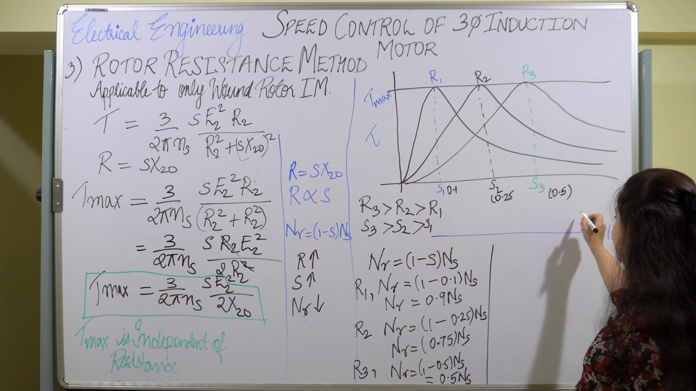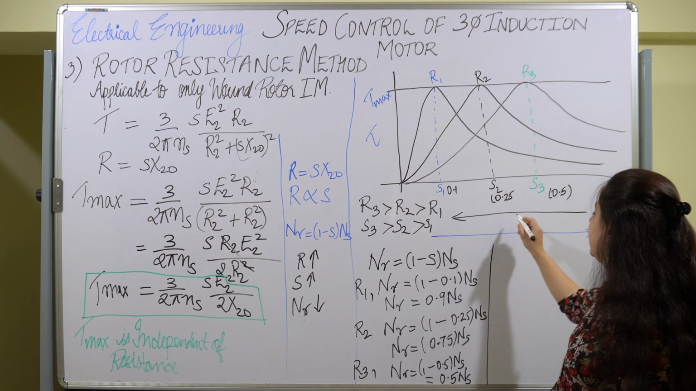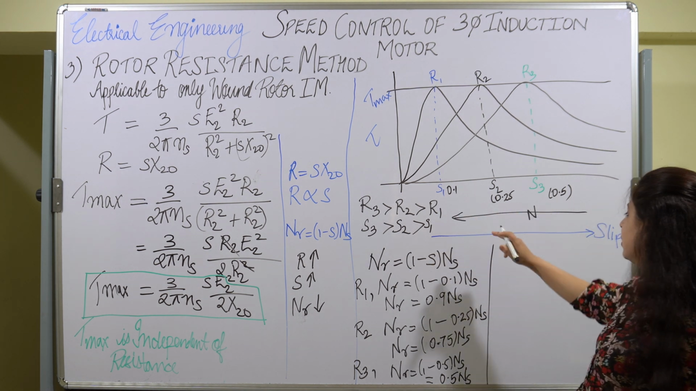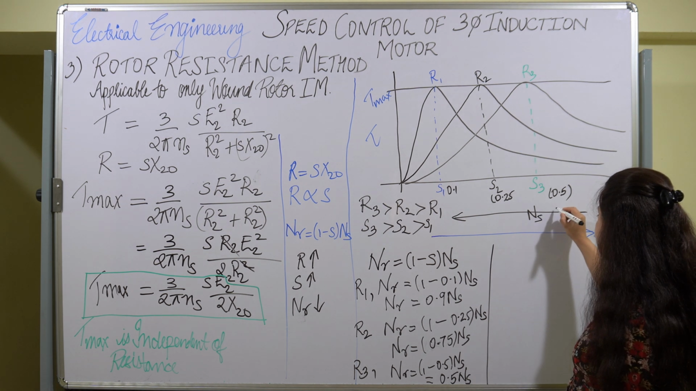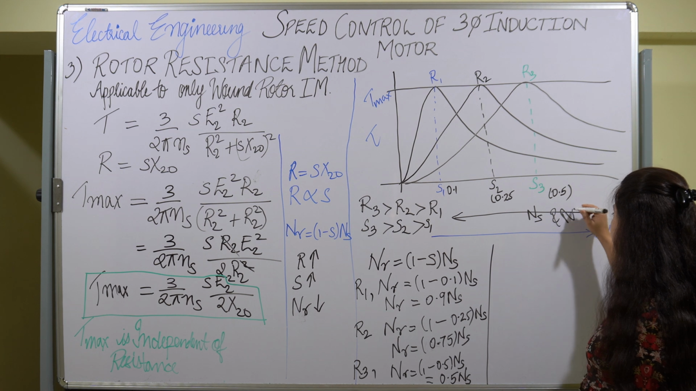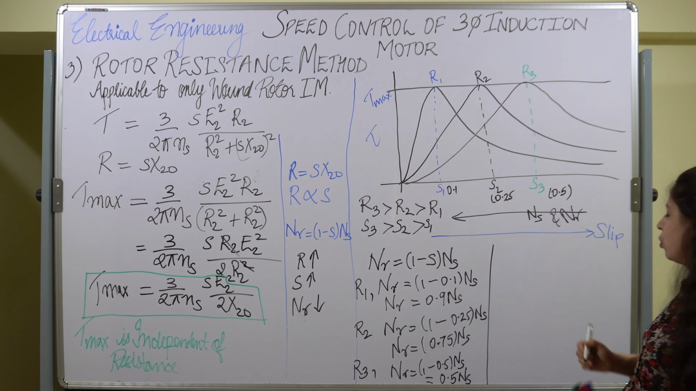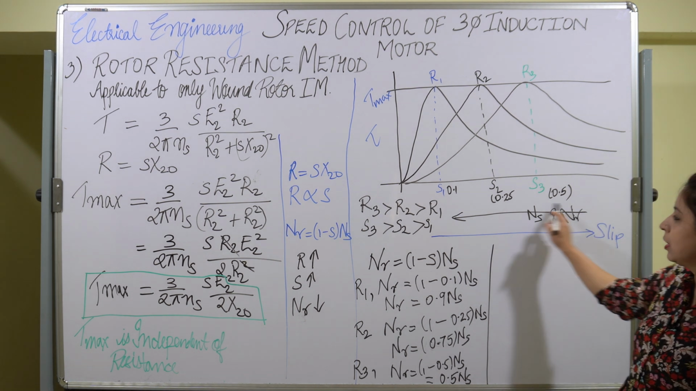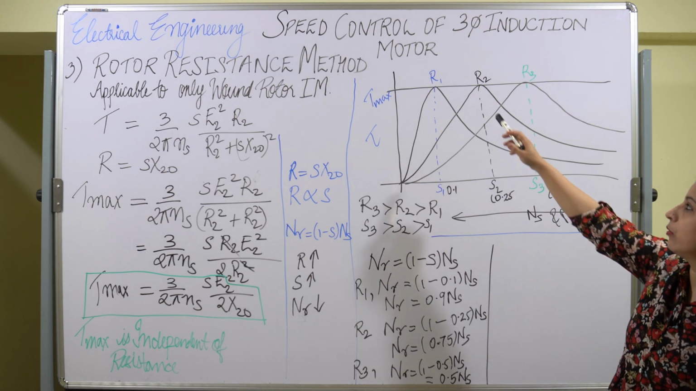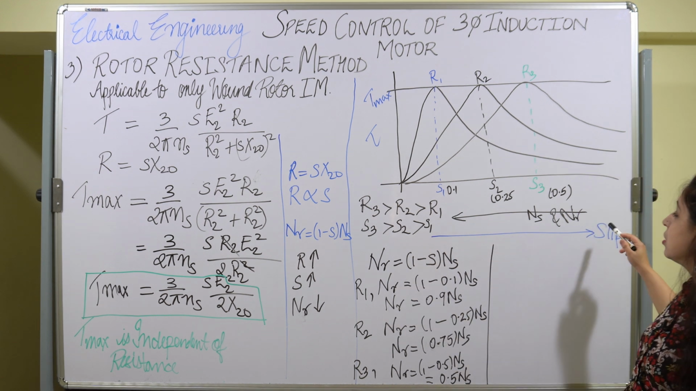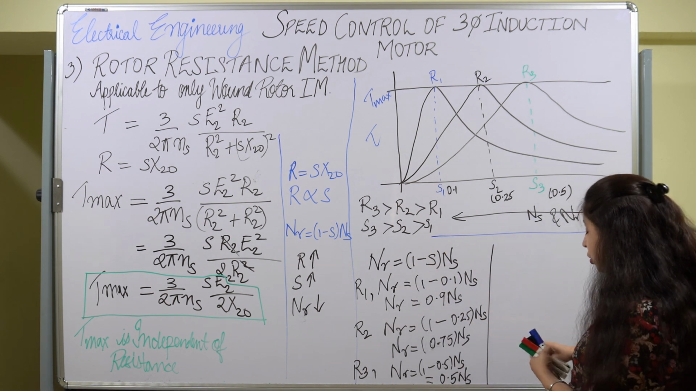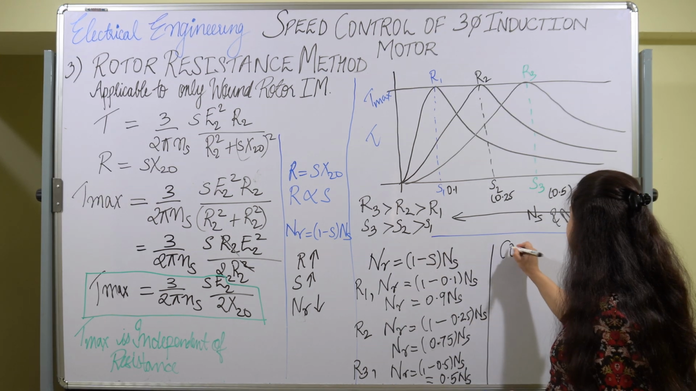Yes, if we want to show here, the speed will decrease like this. The speed will decrease like this, and NR will also decrease. So the speed will decrease as we are increasing the resistances, and as we are increasing the slip, the speed is decreasing. So conclusion, let us jot down the conclusion.